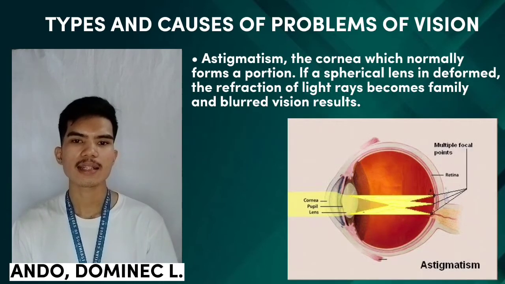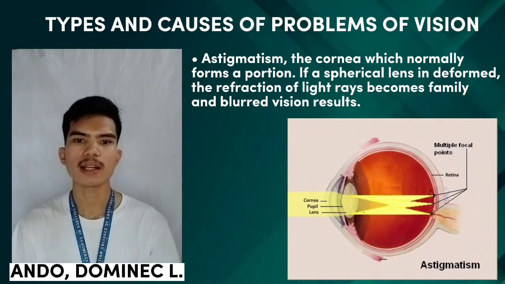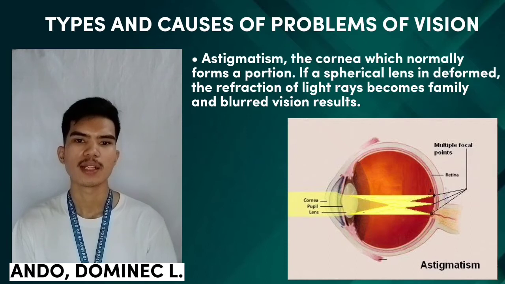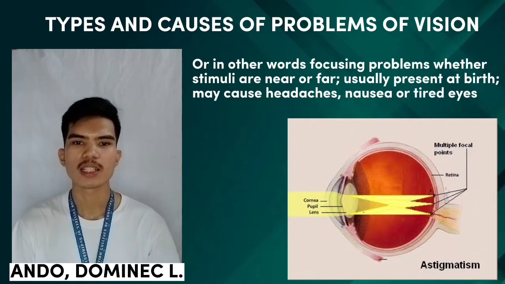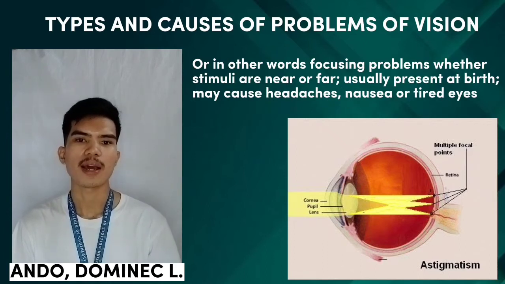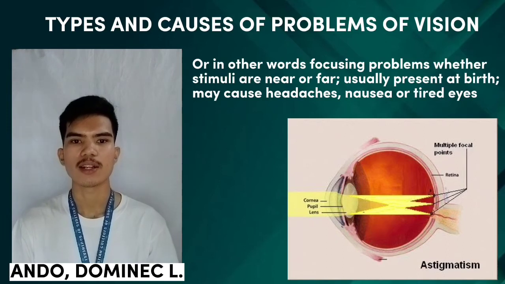And in astigmatism, the cornea, which normally forms a portion of a spherical lens, is deformed, the refraction of light rays becomes faulty, and blurred vision results. In other words, astigmatism is a focusing problem whether stimuli are near or far. It is usually present at birth and may cause headaches, nausea, or tired eyes.